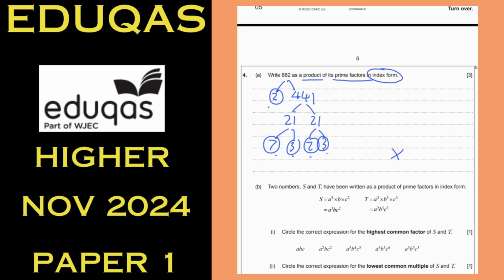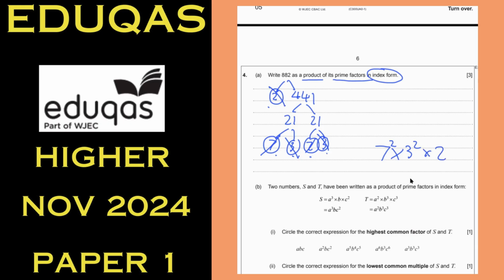It wants index form. So we have a 7. There's only one of them. Sorry, there's 2 of them. My mistake. My handwriting made that look like a 2. There's 2 of them. Then we have a 3 and a 3, meaning 3 squared. And we have a 2 on its own.